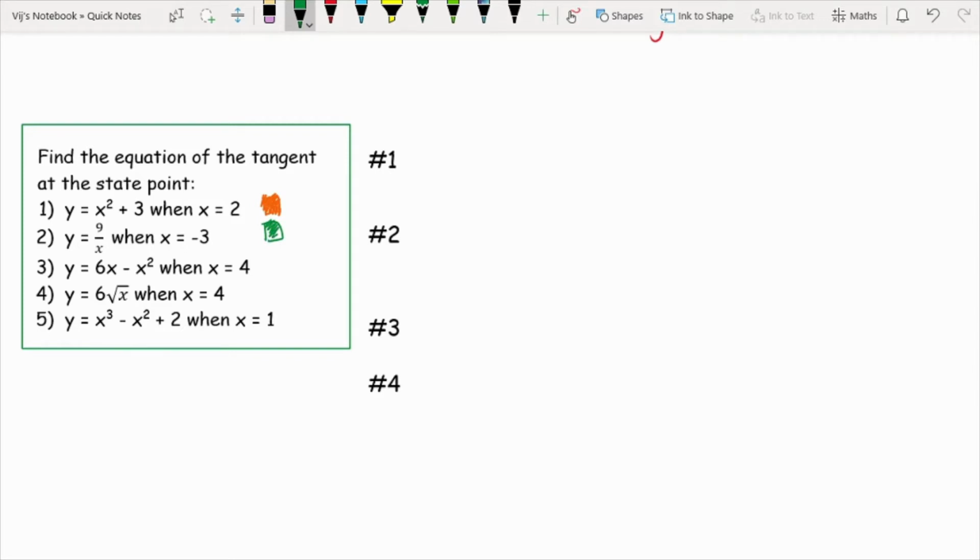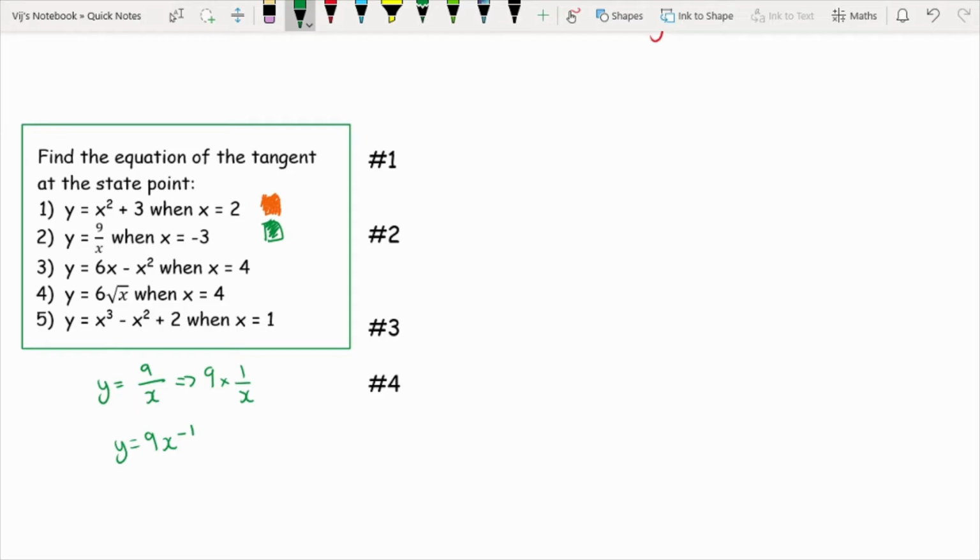As you can see, in this particular question, I've got y equals 9 over x. That in itself is going to be quite difficult for me to understand what the power is, what I need to move to the front, and how to lower the power by 1. So using the rules of indices, I can write this as 9 times 1 over x, which then gets written as 9x to the minus 1.